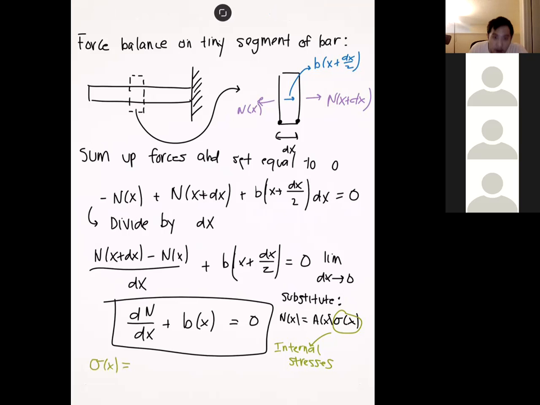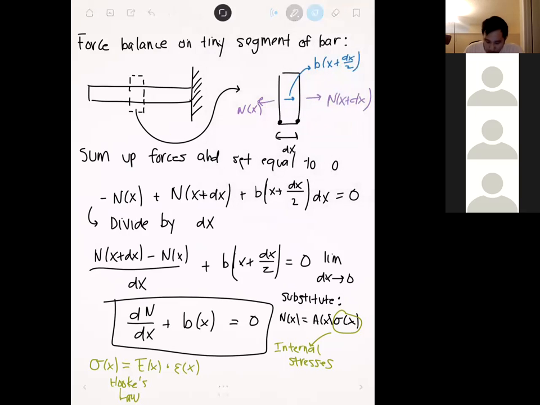And so we can say that stress is equal to Young's modulus of x times strain. And so this right here is Hooke's law. Okay. And so we can plug that in for n of x up there. And so we're getting warmer here.